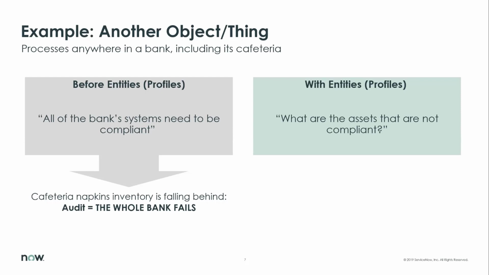With entities, we can start to segregate these. These are the ones we really care about, and we're going to associate a particular control. What are those assets, those systems, those people, places, and things that aren't going to be compliant?